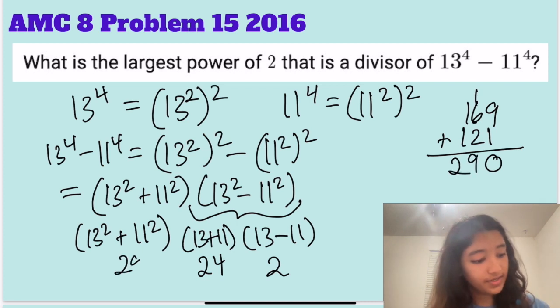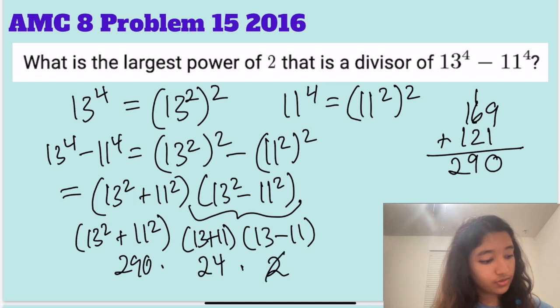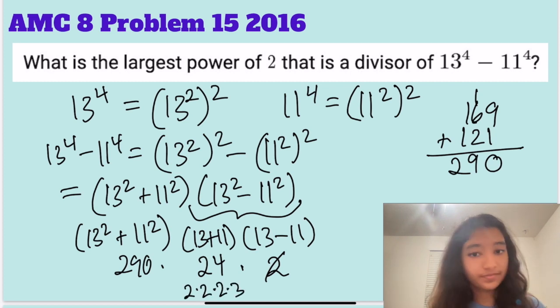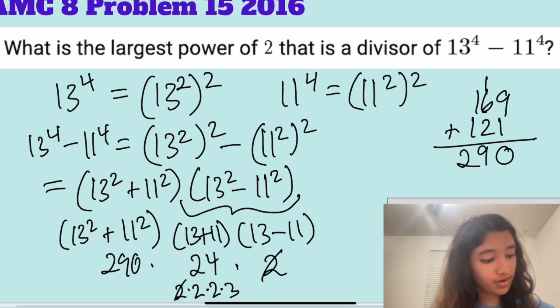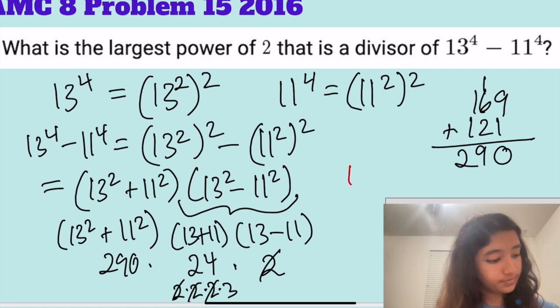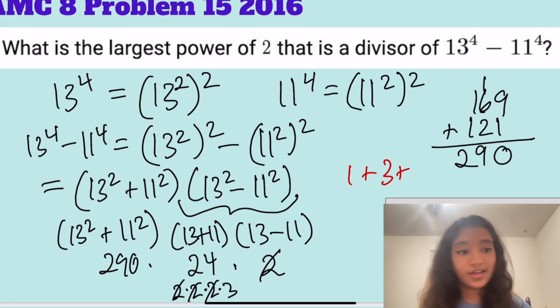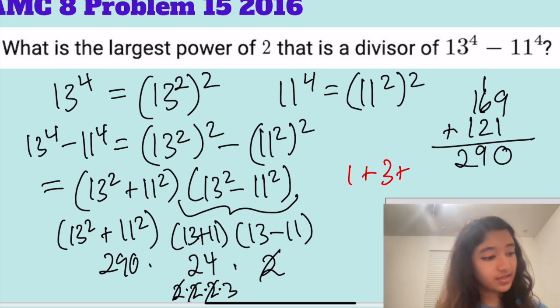And that gets us 290. Now we can just find the largest power of 2 that divides the multiplication of this. So we know that we have 1 in just the factor 2 itself. Then 24 is 2 times 2 times 2 times 3, so we have 3 powers of 2 there. So we had 1 from the 2, then 3 from the 24, and then we just have to find how many powers of 2 divide 290.